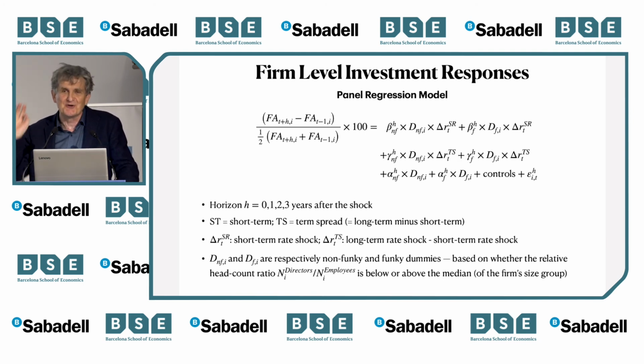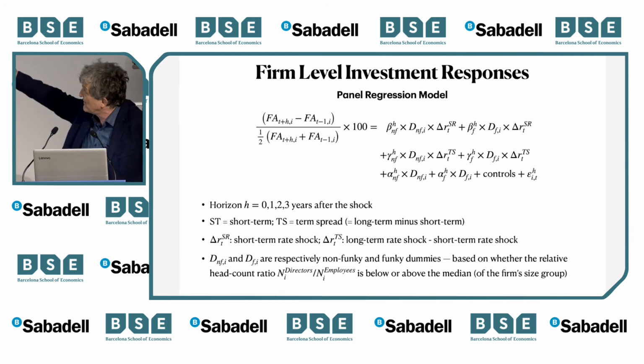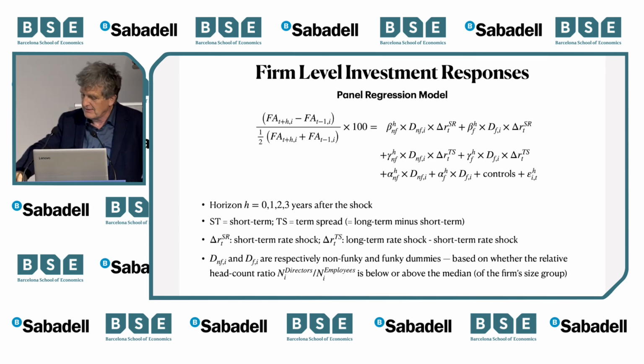It's the percentage growth in fixed assets over a 1, 2, and 3-year horizon following an interest rate, what I hope is an exogenous interest rate shock. And then on the right-hand side, we have dummies. Well, the critical 2 lines are the first 2 lines. We have a dummy for being a non-funky firm times the short-run interest rate shock, and we're interested in the coefficient beta.